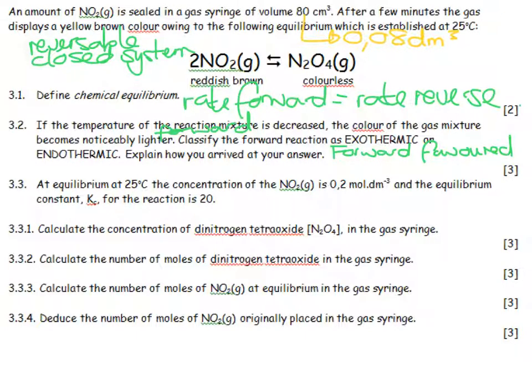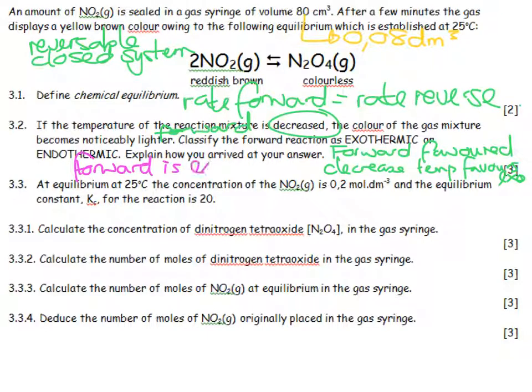Then they said to us the temperature was decreased. Decrease temp favors exo. Therefore, forward is exo. At equilibrium, the concentration of nitrogen dioxide is given, and the equilibrium constant is 20.